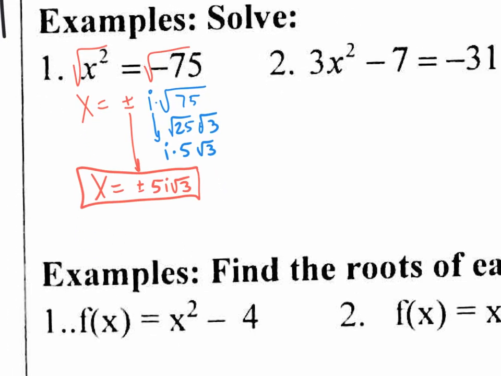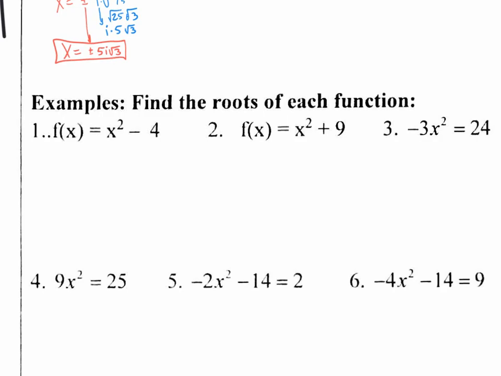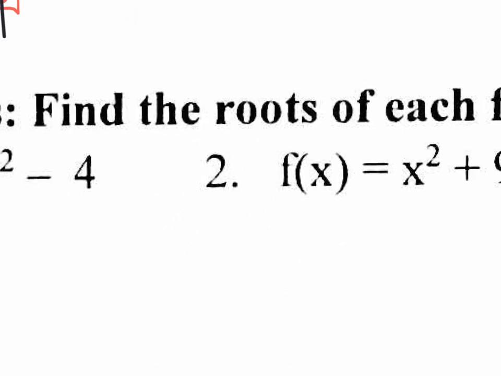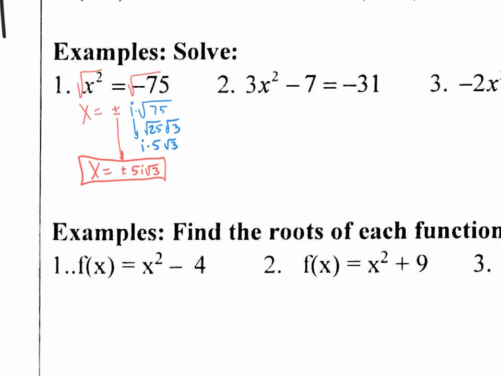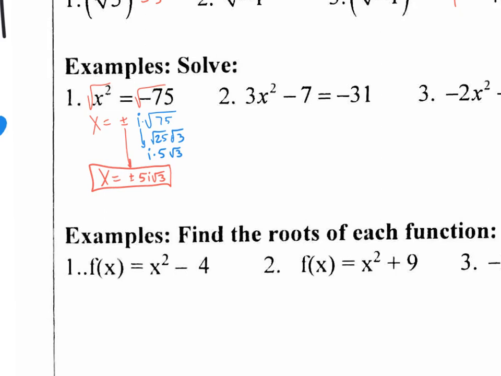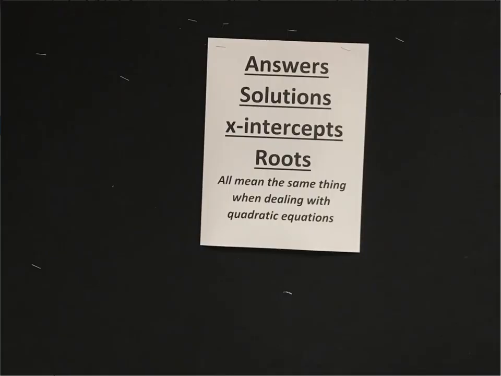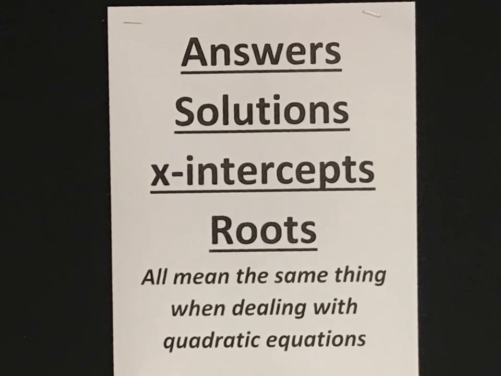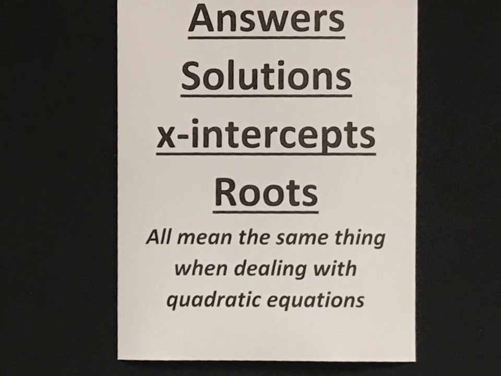Okay? Down here where it says find the roots, it's the same thing as the above questions of solving. Because after all, on the board, on the wall right there, it says that the answers are the same thing as solutions. They're the same thing as x-intercepts, same thing as roots. So on the instructions on your paper, it says find the roots. You're really just finding the answers. You're just solving. You're finding the x-intercepts.